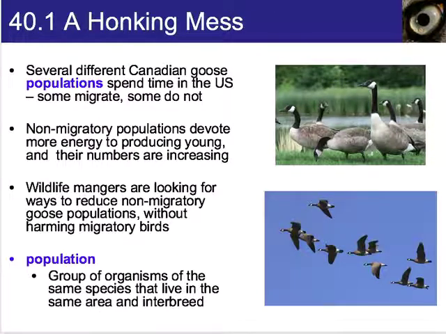So several different Canadian goose populations spend time in the U.S. Some migrate and some do not. Non-migratory populations, those are ones that live here year-round, devote more energy to producing young, and their numbers are increasing. And that's because they don't spend so much time migrating. Wildlife managers are looking for ways to reduce non-migratory goose populations without harming migratory birds because they're basically taking over all the resources for those migratory birds. So a population is a group of organisms of the same species that live in the same area and interbreed.